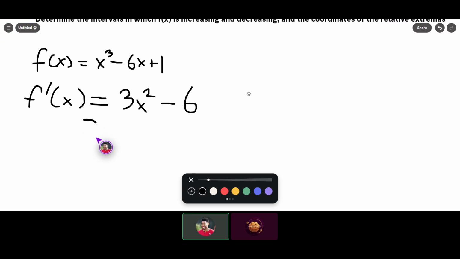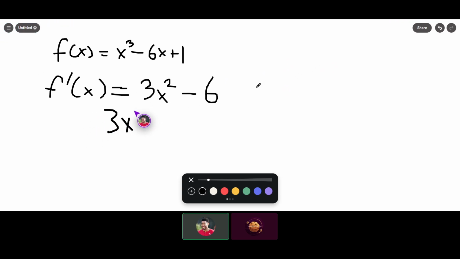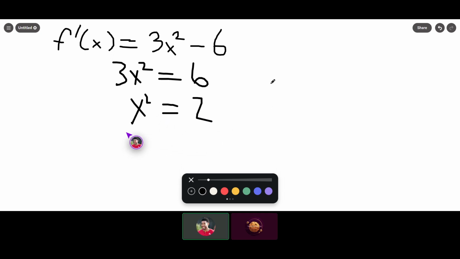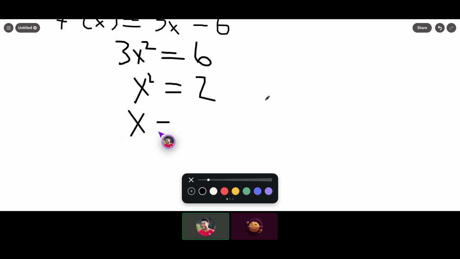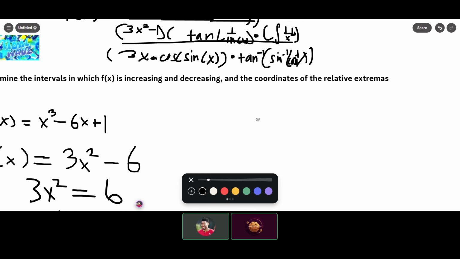So if we set this equal to 0, this would then be 3x squared equals 6. And through division, we get x squared equals 2. And then afterwards, x equals plus or minus square root of 2. Do not forget the plus or minus square root. That is our x values for the coordinates of the relative extrema.